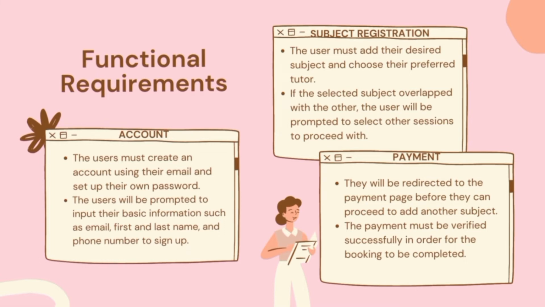Second function is subject registration. To start a session, the user must add their desired subject and choose their preferred tutor. Once they successfully add the subject, they can proceed with the next subject that they want. If the selected subject overlaps with the other, the user will be prompted to select other sessions to proceed with. The users can view all of their registered subjects in the My Class feature or My Class page, where they can edit their schedule such as delete the subject and change the tutor.